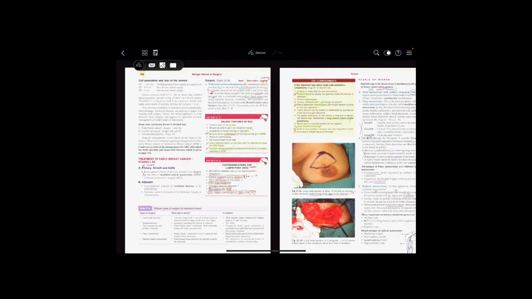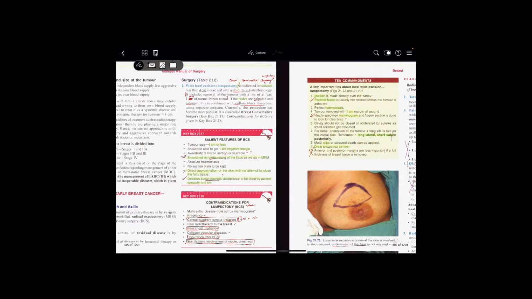Okay. So what had we talked about before? We were talking about breast carcinoma, and we were doing the surgery part in that. We had finished wide local excision or lumpectomy or breast conservation surgery. So what is it in two lines? It's nothing but you will just conserve the major part of breast tissue and just remove the lump and give irradiation to it. That's it. That's what wide local excision or lumpectomy is.